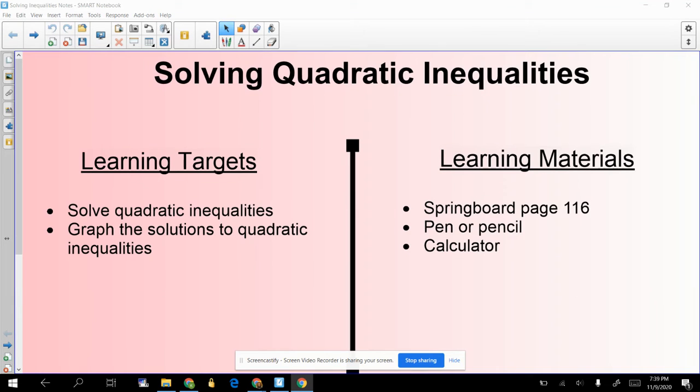Hi guys, welcome back. Today we are going to talk about solving quadratic inequalities. We've talked a little bit about solving quadratic equations, but now we're going to talk about inequalities.